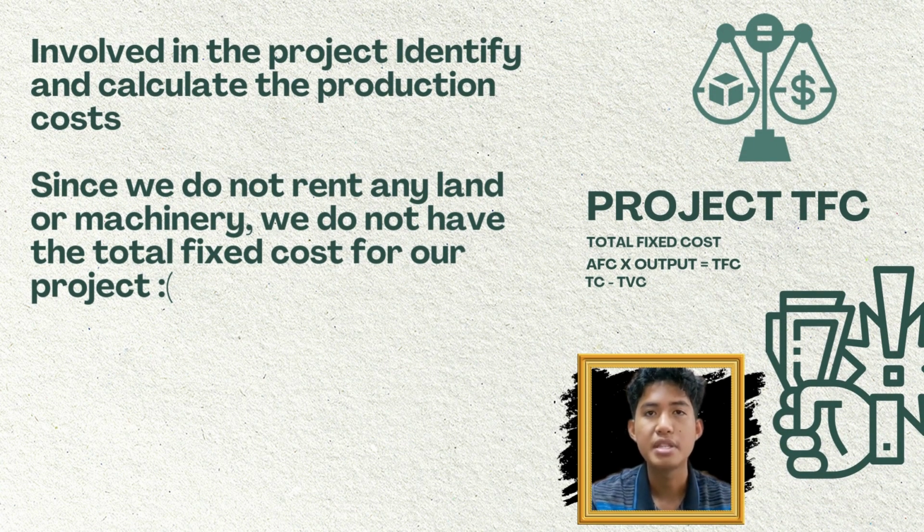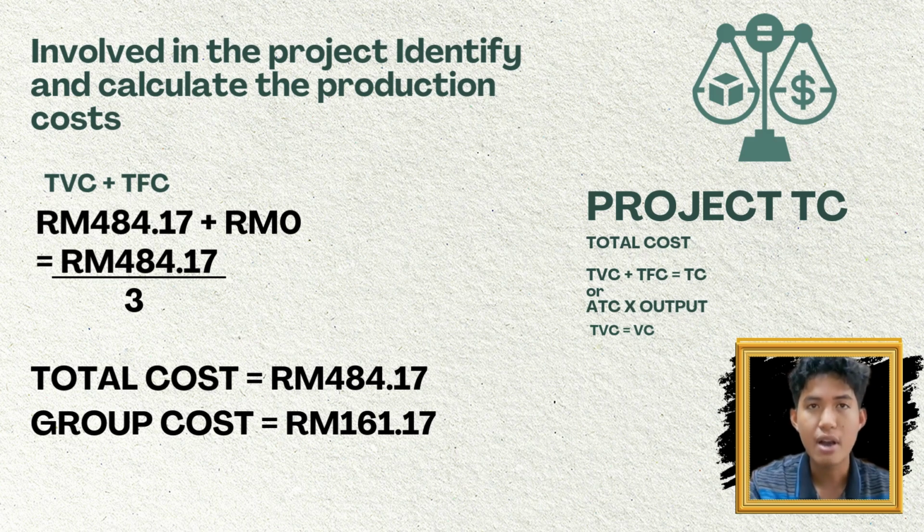Next, we have TFC, or the total fixed cost. The total fixed cost can be calculated by taking AFC, the average fixed cost, multiply it by the output or the quantity, and you get TFC. You can also get TFC by minus total cost with TVC. So TC minus TVC, you get TFC. Unfortunately, in this project, we do not rent any land and we do not rent any machineries, so we don't have TFC.